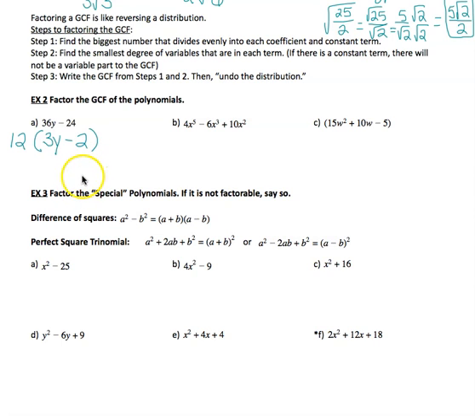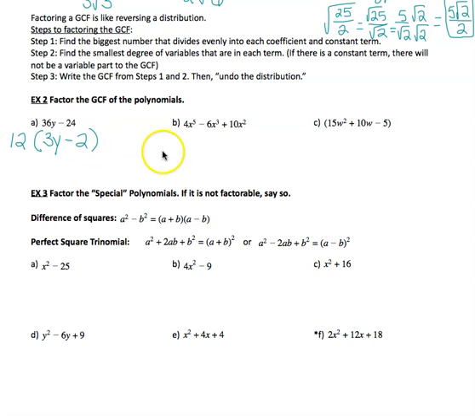And then you always mentally check your answer. When you factor to GCF, if you distribute, you should get back your original. If you don't, then you've done something wrong. So I check it. 12 times 3y is 36y. 12 times negative 2 is negative 24. And so I know that this answer is correct.